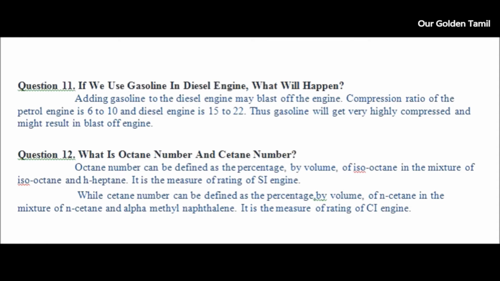Question 12. What is octane number and cetane number? Answer. Octane number can be defined as the percentage, by volume, of isooctane in the mixture of isooctane and n-heptane. It is the measure of rating of SI engine. While cetane number can be defined as the percentage, by volume, of n-cetane in the mixture of n-cetane and alpha-methylnaphthalene. It is the measure of rating of CI engine.